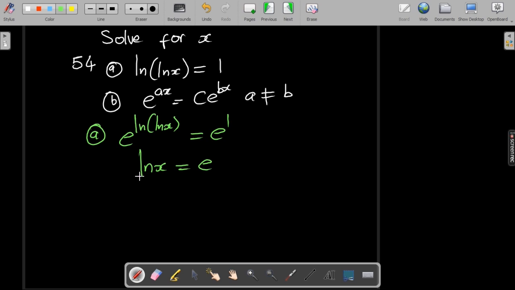And to do that, once again, we're going to raise this as a power of e so that we get that x that we want. On this side, we're just going to raise e to the power e. On this side, we're going to take that x down because we've raised ln x as a power of e. So we now have x equals e to the power e. And that is your answer for the first one.